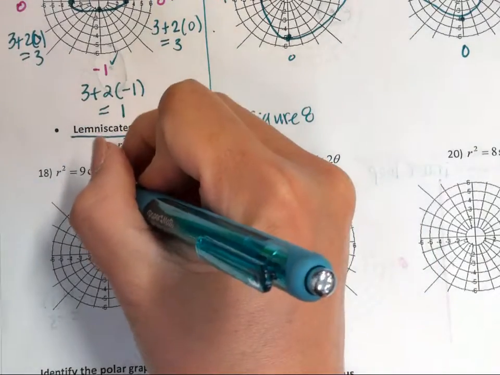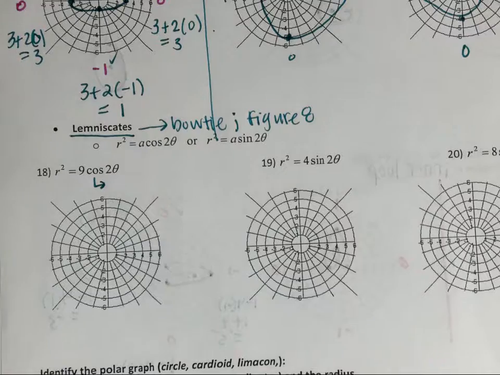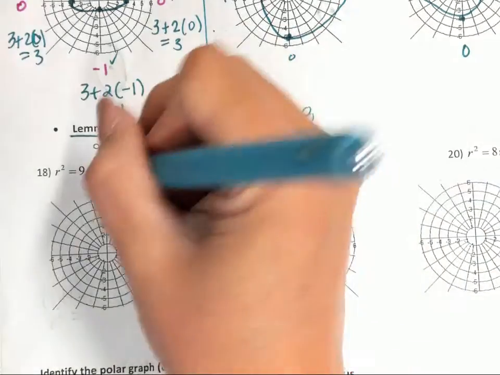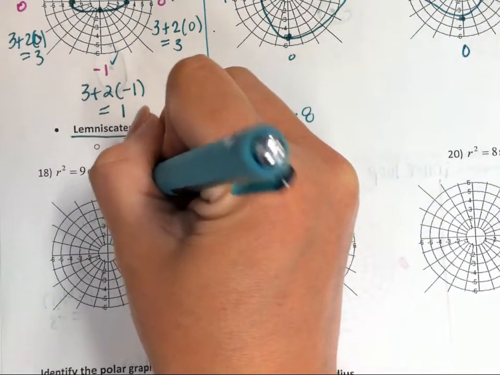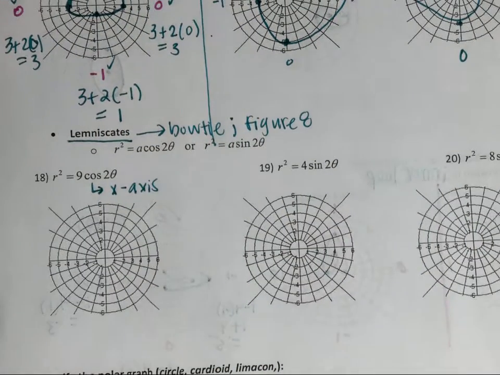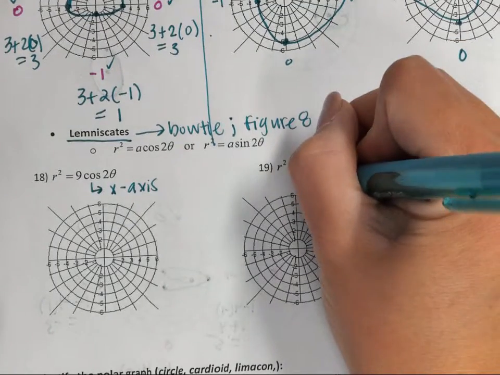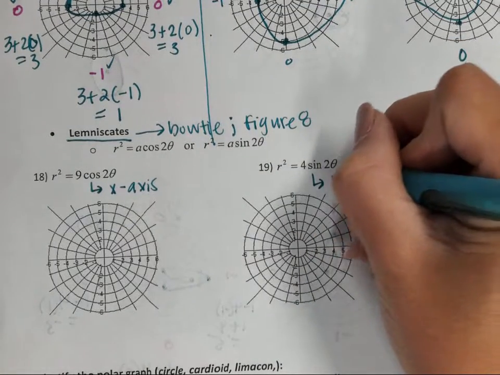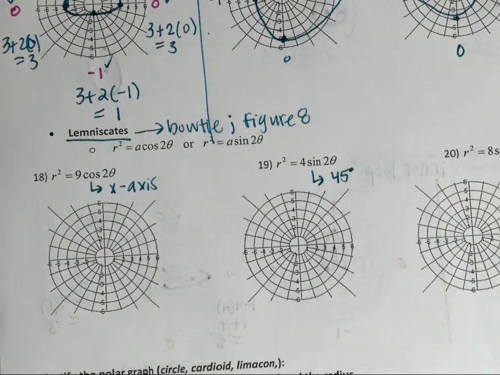Cosine is still going to be symmetrical across which axis? Cosine is what? X-axis. Good. So it's going to be symmetrical across the x-axis. But sine is different. It's not symmetrical across the y-axis. It's going to be symmetrical across 45 degrees, which is in between what 2 degrees? 90 and 0. Yeah, the smack dab middle. So that's what it's going to be symmetrical across. And a few other things.